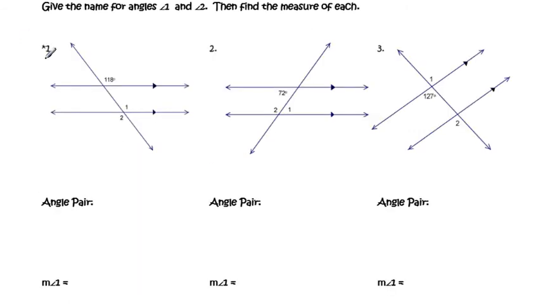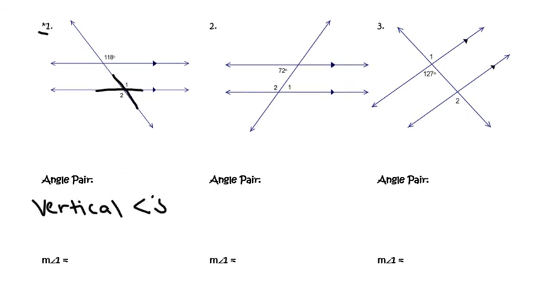Okay, number 1 on the bottom, we want to name the angles 1 and 2. What kind of angle relationship do they have? Angle 1 and angle 2 form a V and an A for vertical angles. And then to find the measure of angle 1 and angle 2, we have to look for another angle relationship. The only measure we have to go off of is that this angle is 118.